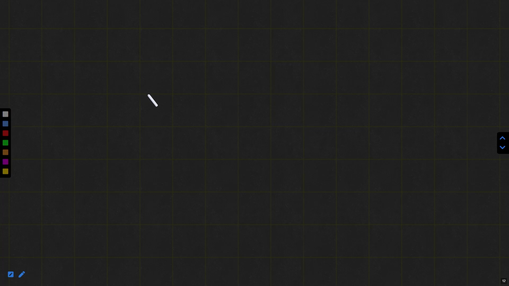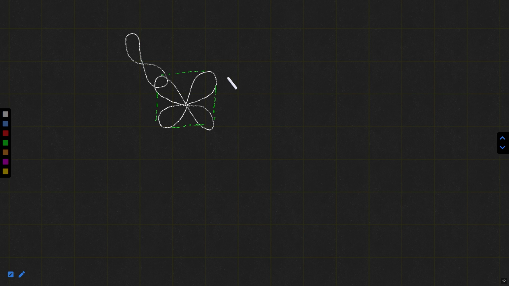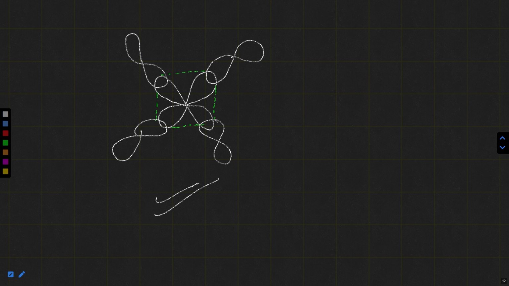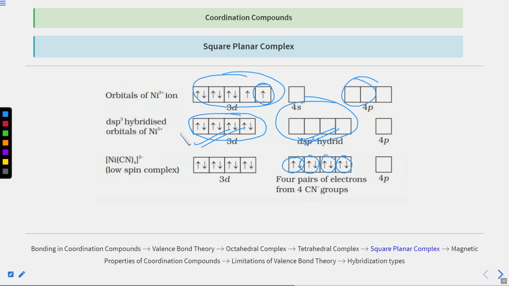Again, if I draw the shape of the dsp2, it will look like this. One here, one here, one here, and one here. If I join all of these with the help of dotted lines, they look like this. Now just attach or overlap the orbitals of the ligands with them. So this is the final structure. Again, I'm saying this p orbital is coming from ligands and it can be an s orbital also. It will totally depend upon the nature of the ligand, what type of ligand we are taking. Okay, clear.